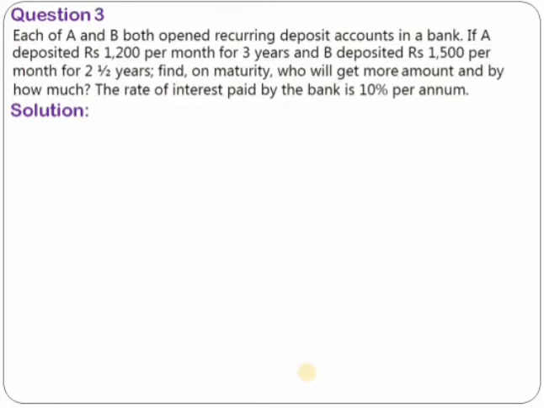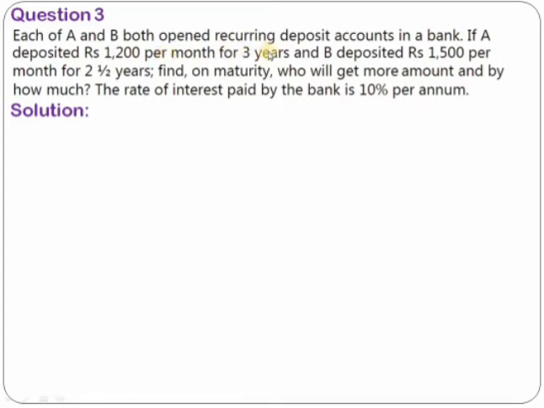Okay, so let's have a look at question number 3. Question 3 says, each of A and B both opened recurring deposit accounts in a bank. So there are two persons here, A and B. Both of them are opening RD accounts in the same bank. If A deposited rupees 1200 per month for 3 years.